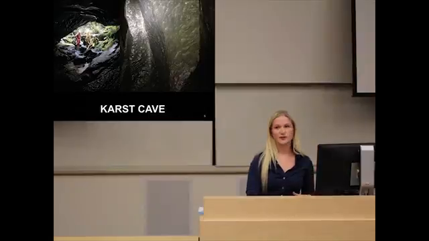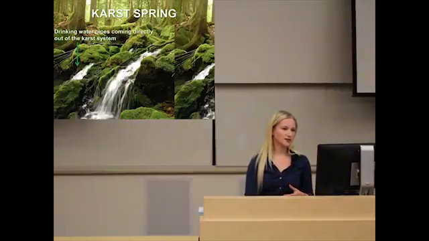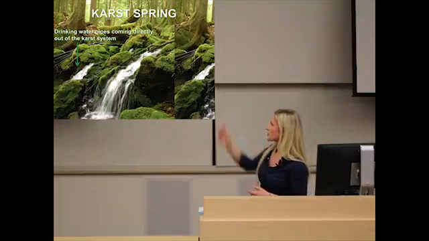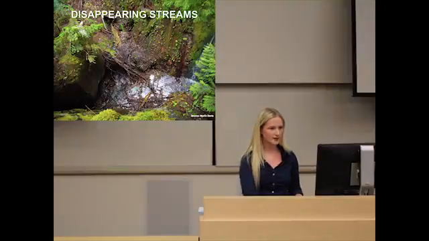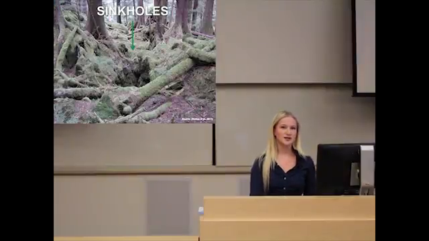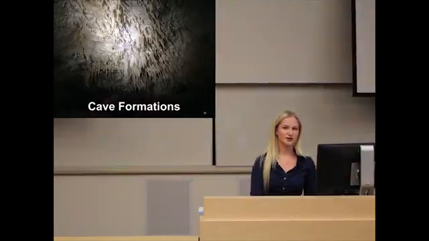So examples of karst features are karst caves, which are formed from the dissolution of limestone and then the drop in the water table. You have karst springs, and this is in Port Alberni, where people are getting their drinking water directly from the karst spring. You get disappearing streams, where the water literally disappears into the subsurface. Sinkholes, karren, which is a surface feature known as limestone pavement, and then you get beautiful cave formations.